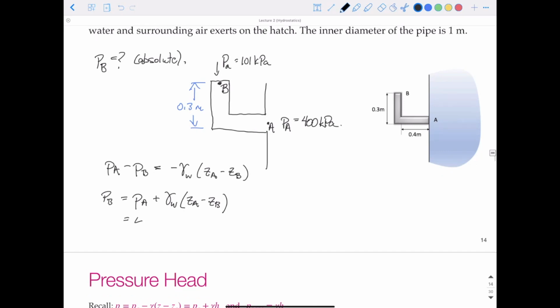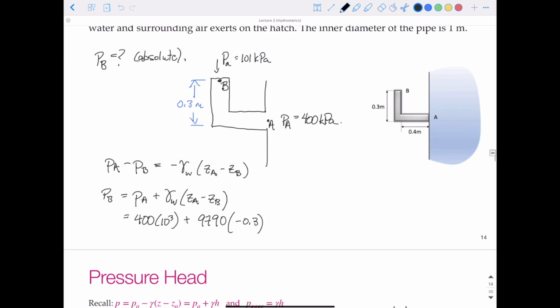So we get 400 kPa, 400 times 10 to the 3, plus the specific weight of water, 9790, times negative 0.3. We get the pressure at B is equal to 397 times 10 to the 3 pascals.